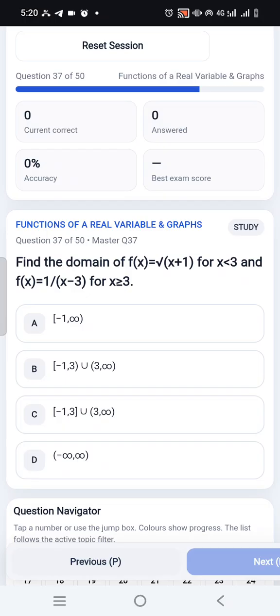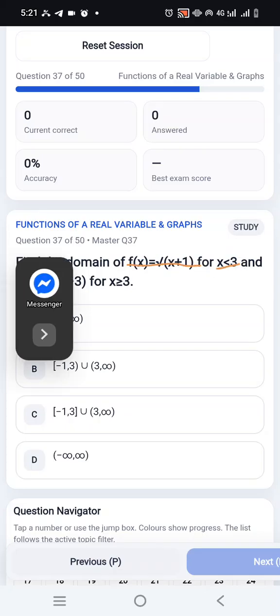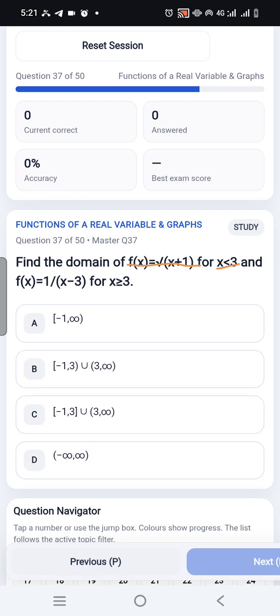So the next question on screen is: we are asked to find the domain of this two-piece function. That is, this only works when s is less than 3, and this works when s is greater than or equal to 3. We are asked to find the domain, that is, the set of all inputs you can put here. Do you get it? So let's start with the first equation.